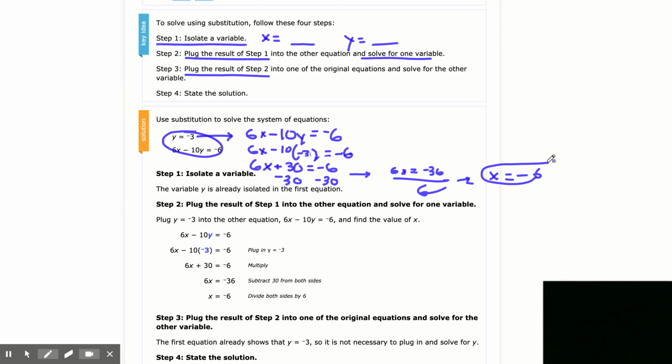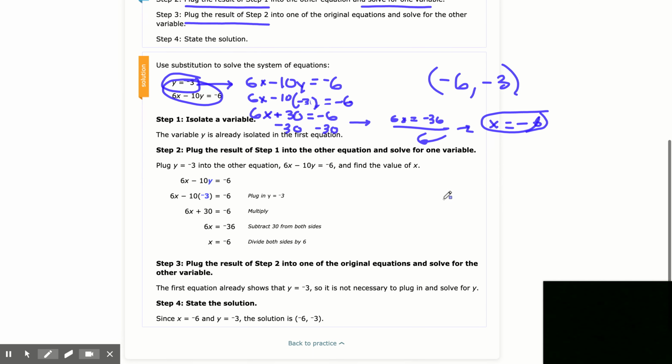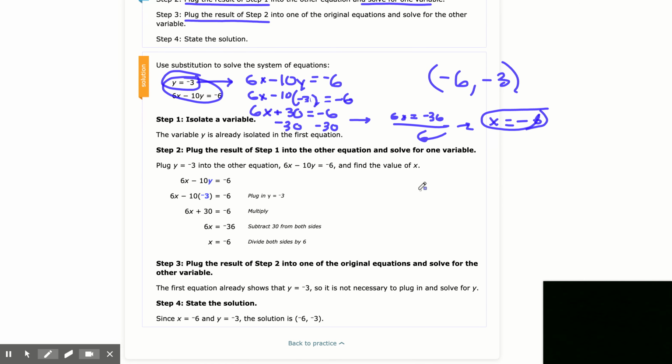So basically my point's going to be -6. And then what about the y? Well, right here it says that y equals -3. So this is a solution: -6, -3.